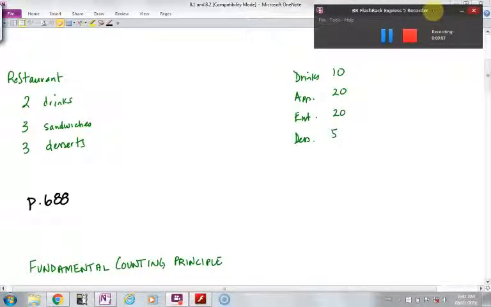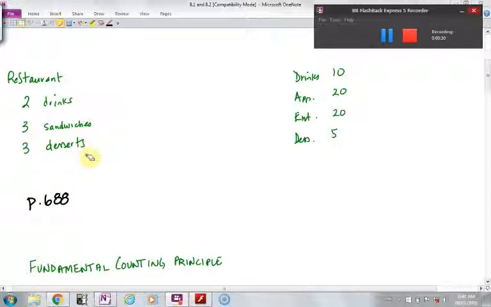So let's say that you go to a restaurant, and I have two different restaurants here. We're going to just look at this restaurant first. On the restaurant menu, it's a pretty limited selection, okay? There's 2 drinks for you to choose from. There's 3 sandwiches for you to choose from, and there's 3 desserts for you to choose from, okay?